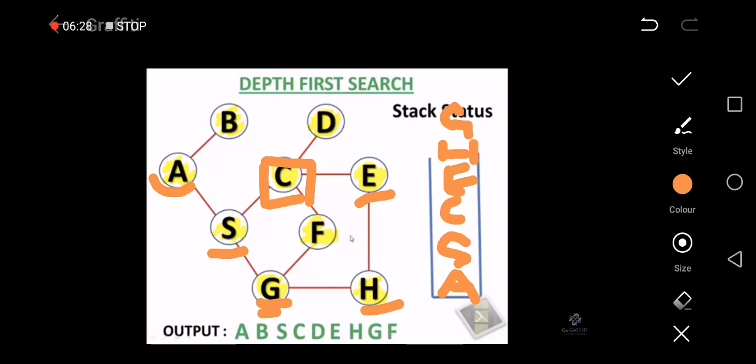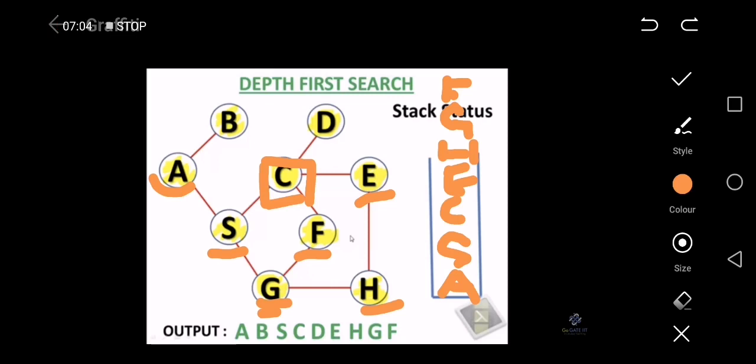And then the only vertex that we haven't gone through or haven't visited is F. So we put F here and F in the output. So we look at the order in the output. That is how the algorithm will work. And after F, the algorithm is finished.